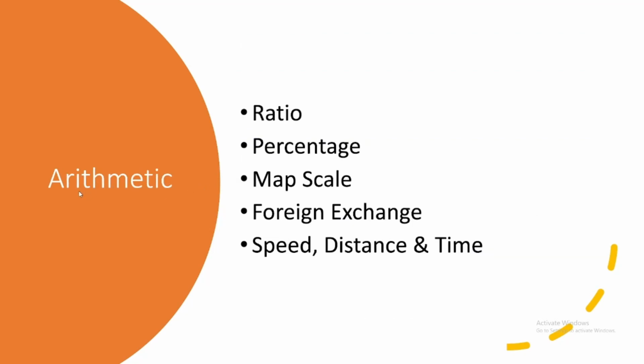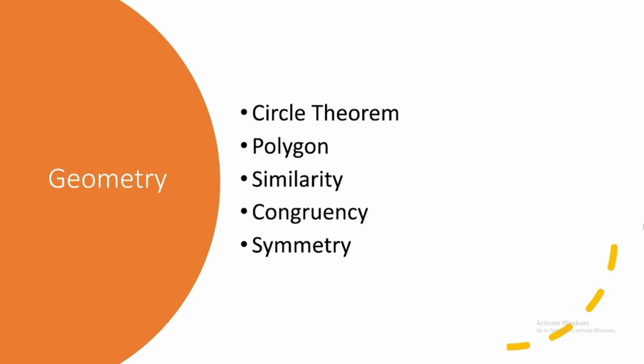We got arithmetic, where we have subtopics such as ratio, percentage, map scale, foreign exchange, and speed, distance, and time related maths. Then we got geometry, guys. This is one of the biggest topics of the Maths B syllabus, and it's going to take a long time to cover, and it's quite difficult, to be very honest, because you have to familiarize yourself with all the circle theorems that are there.